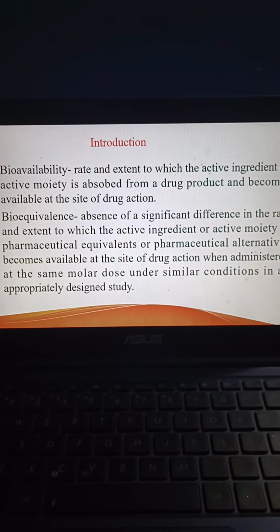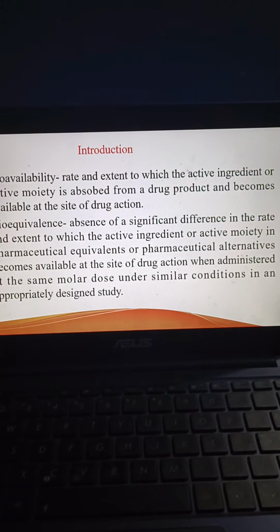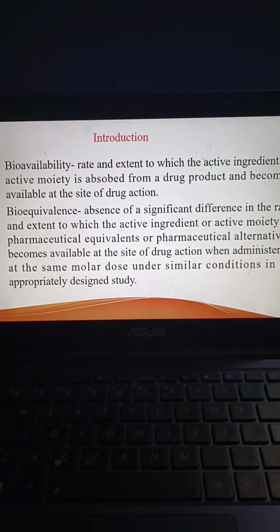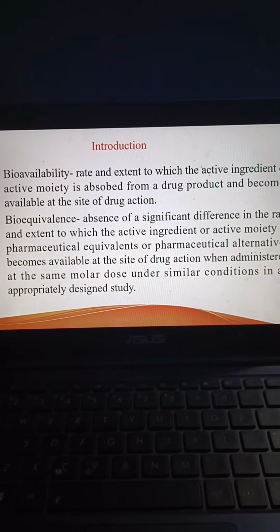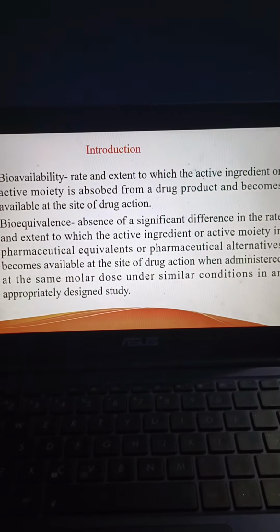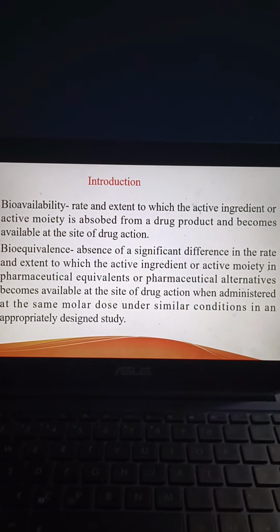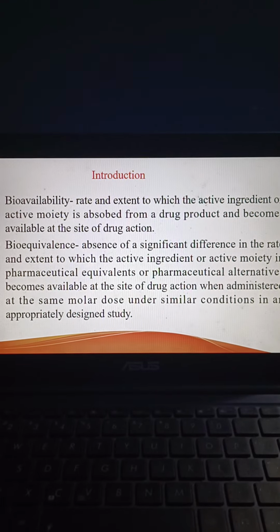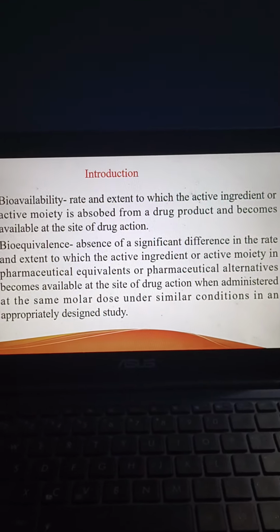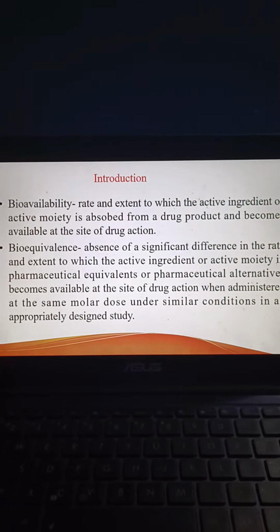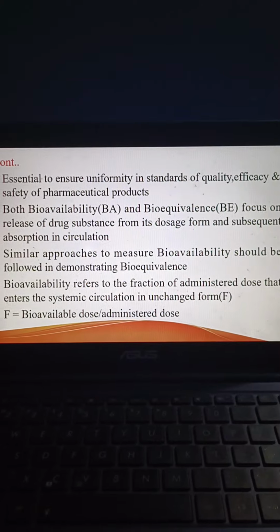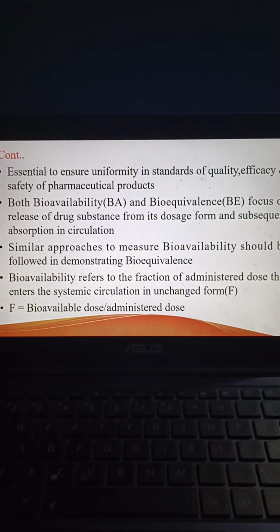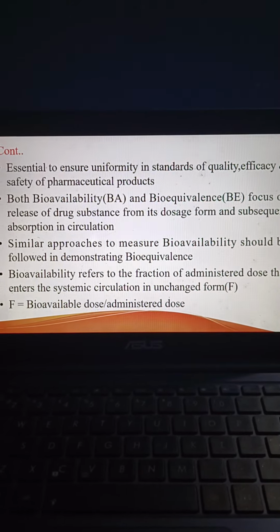And what is bioequivalence? Bioequivalence is the absence of a significant difference in the rate and extent to which the active ingredient or active moiety in pharmaceutical equivalents or pharmaceutical alternatives becomes available at the site of drug action when administered at the same molar dose under similar conditions in an appropriately designed study. Essential to ensure uniformity in standards of quality, efficacy, and safety of pharmaceutical products.